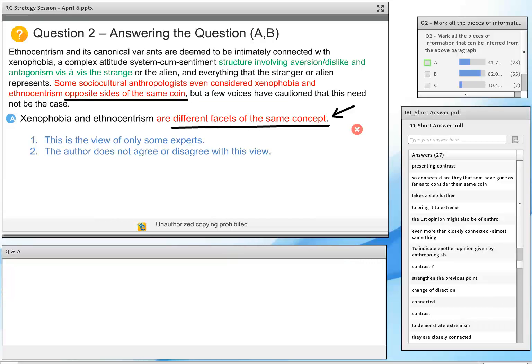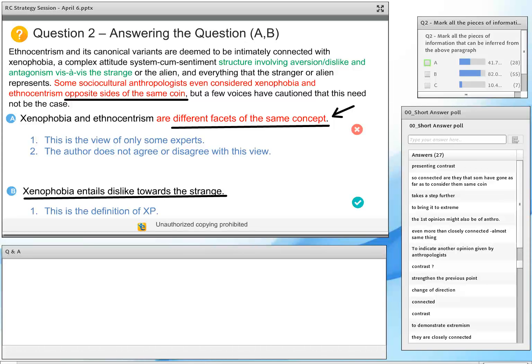Then you say, okay, step 2 is: has the author said it? Has the author given his opinion on it? In this case, no. That means you can't infer the statement. Okay. XP entails dislike towards the strange. Now, where is this information coming from? This information is coming from the definition. It's just a summary of the definition, right? A simplified form of the definition. And this is a definition. A definition is a fact. Does the author agree with facts? Absolutely, yes, he does. So choice B can be inferred.